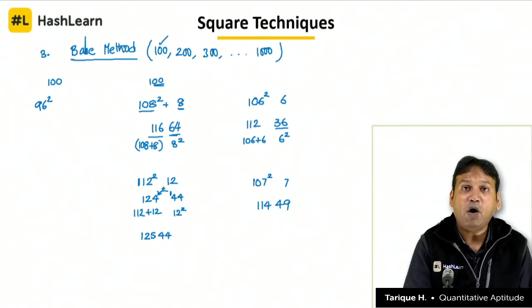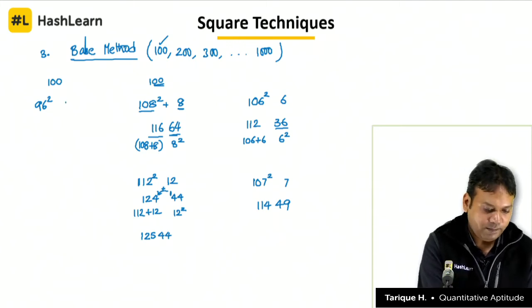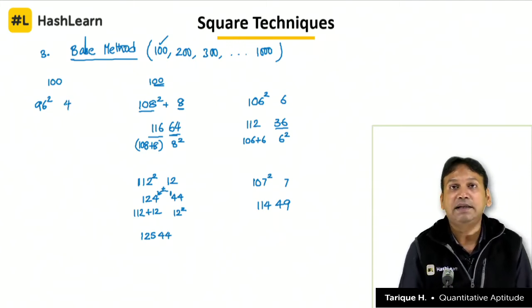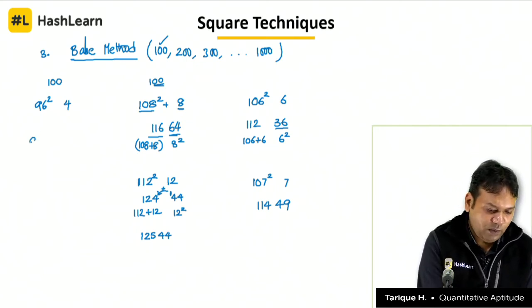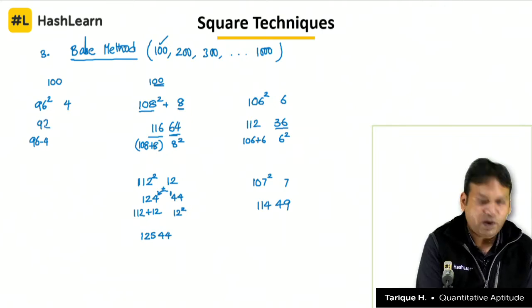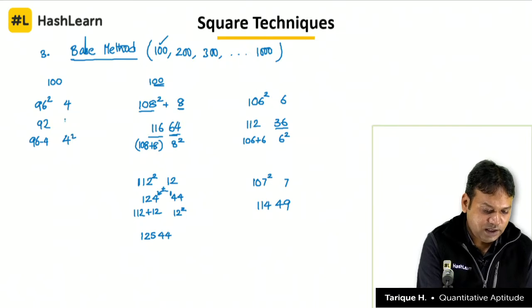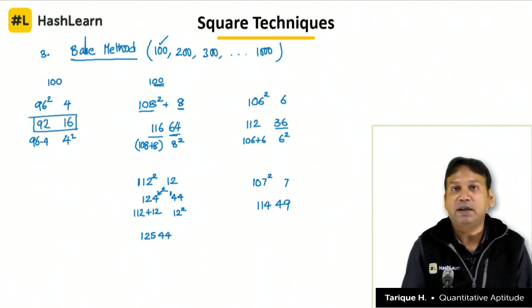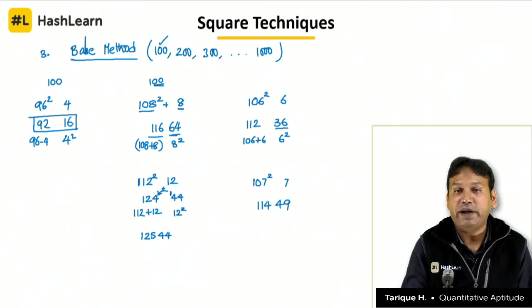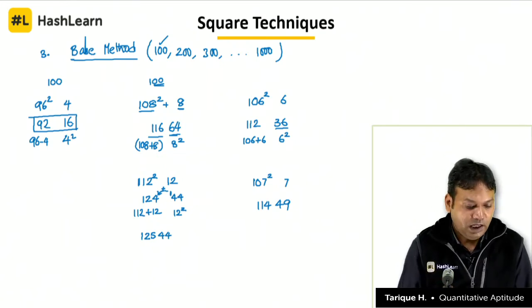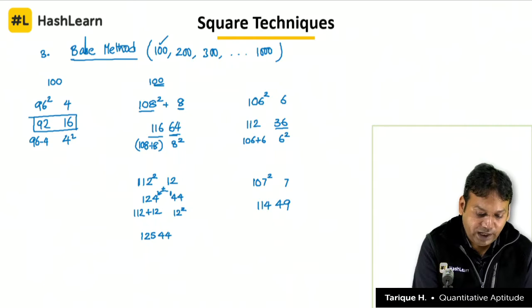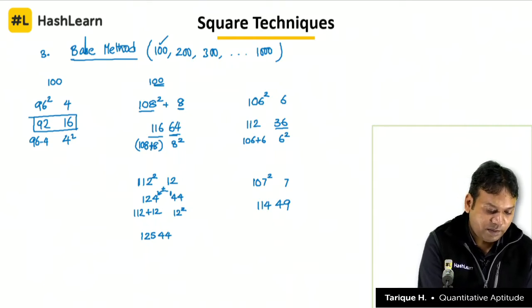So 96 is less than 100. So we will find out now how much less the number is from 100. 96 is 100 minus 4, so 4 less than 100. So what we do now is 96 minus 4. So what is 96 minus 4? 92, that is one part of the answer. And what is 4 square? 16, that is another part of the answer. So what is your final answer? 9216. 96 square is 9216. Remember, when the number is more we are going to add, and when the number is less we are going to subtract.